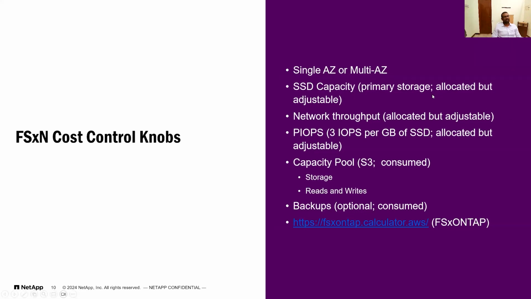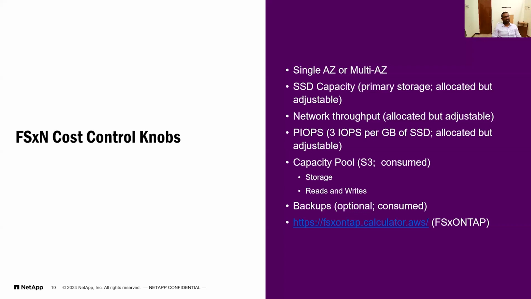It is primary storage which gives high performance. We can start from 1 terabyte and we can scale up to 1 petabyte. And you will be charged for network throughput. We can start with 128 MBps throughput and we can go up to 4 GBps throughput. So this will be charged according to the throughput which we choose. And PIOPS, the provisioned IOPS: by default, 3 IOPS per GB will be provisioned. According to the user requirement, we will also be able to adjust this.